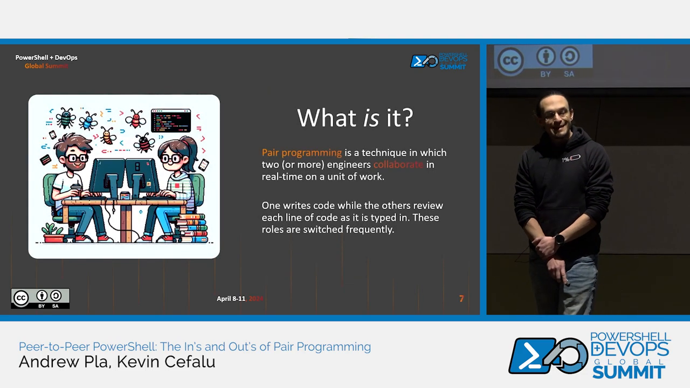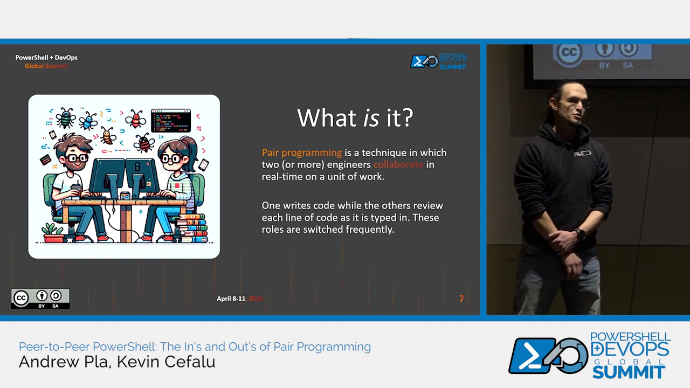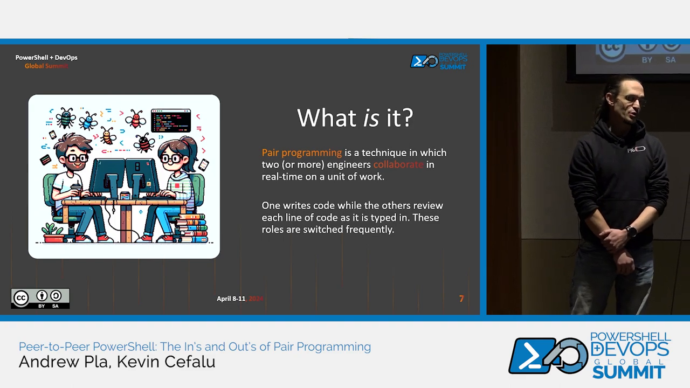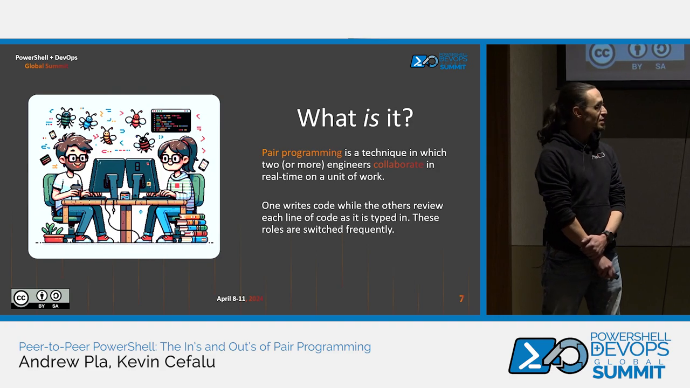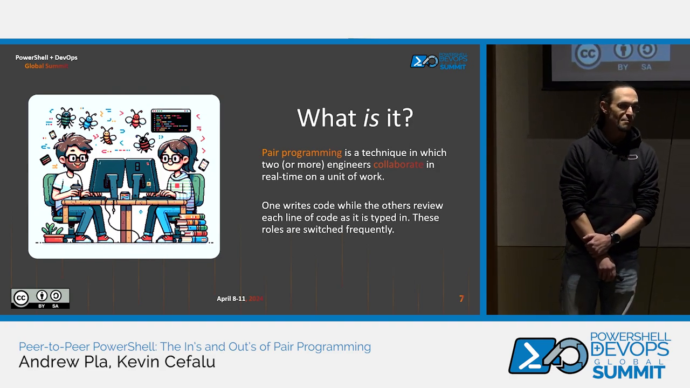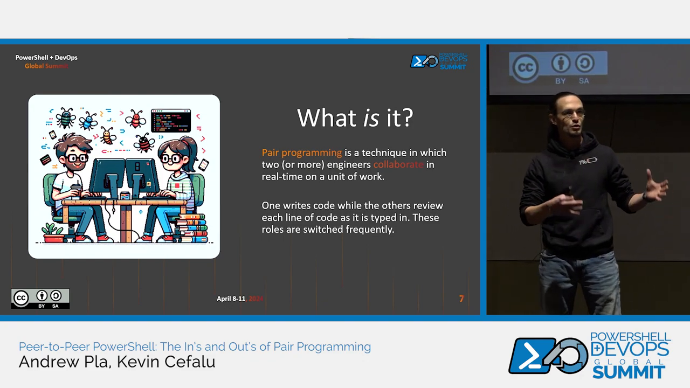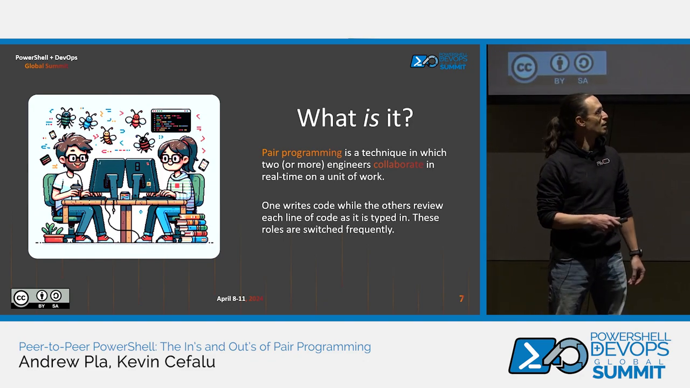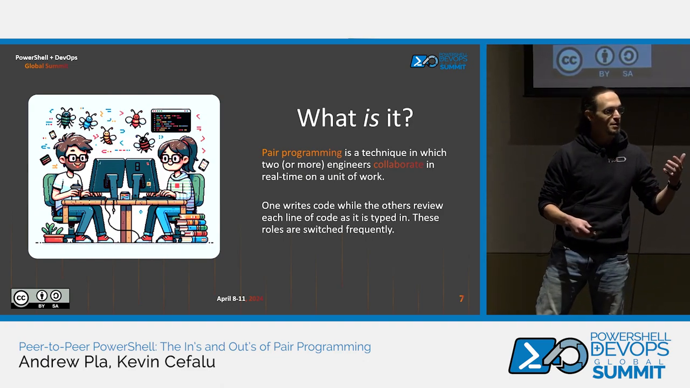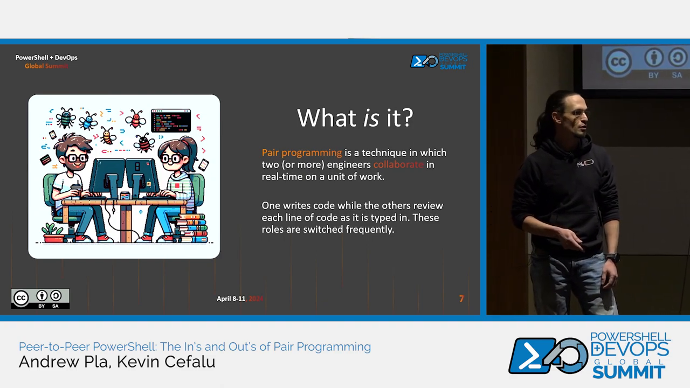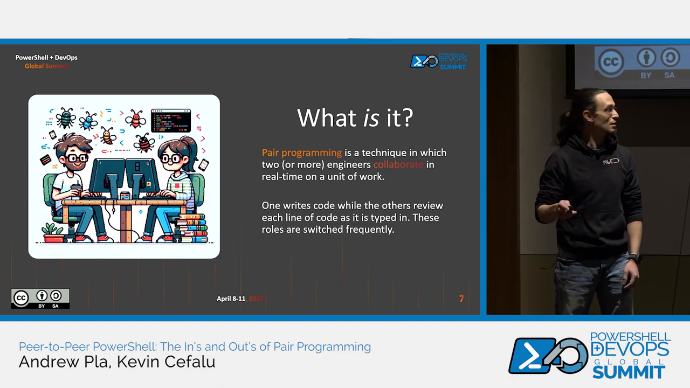So what is pair programming? At its core, it is when two engineers work on a single unit of work at the same time. Now that is putting it very simply, of course. One programmer will generally own the keyboard. They will write code. They will deal with the editor. The other one is going to navigate them, guide them, give them information that they've Googled or researched to try and figure out where to go next.